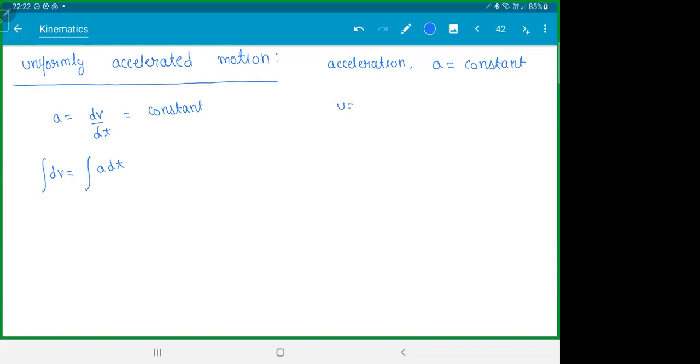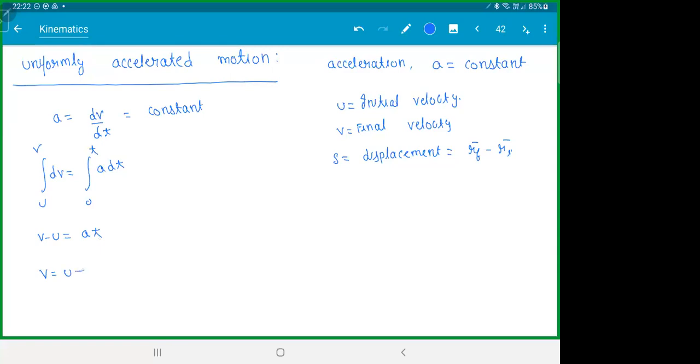So here u is your initial velocity, v is your final velocity, s is your displacement, which is nothing but r final minus r initial. So this would be from 0 to time, this will be from u to v. This integral will be v minus u is equal to at. So v is equal to u plus at. This is how you derive the first equation.